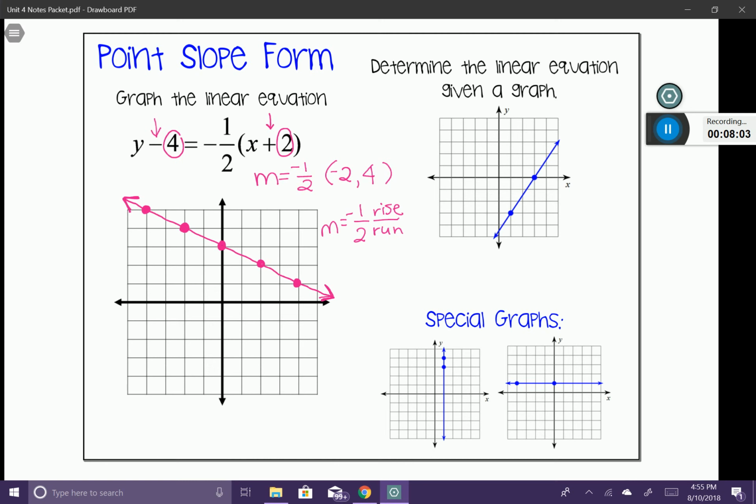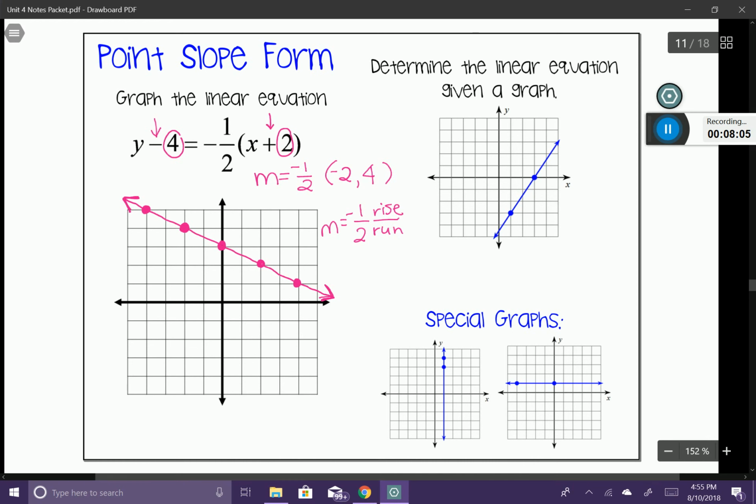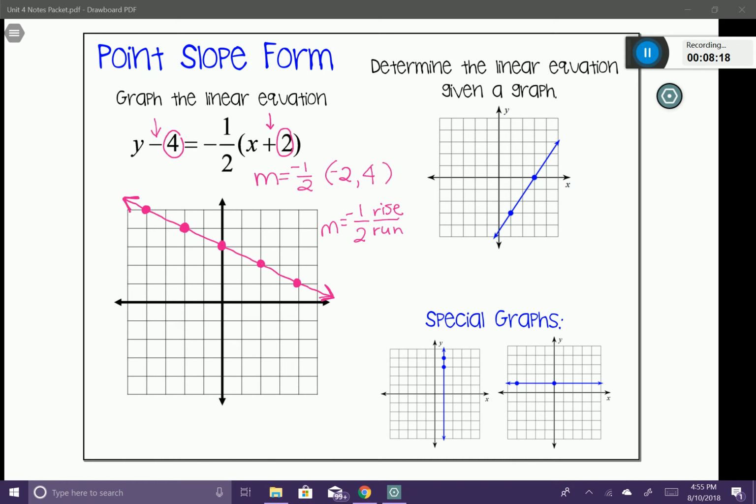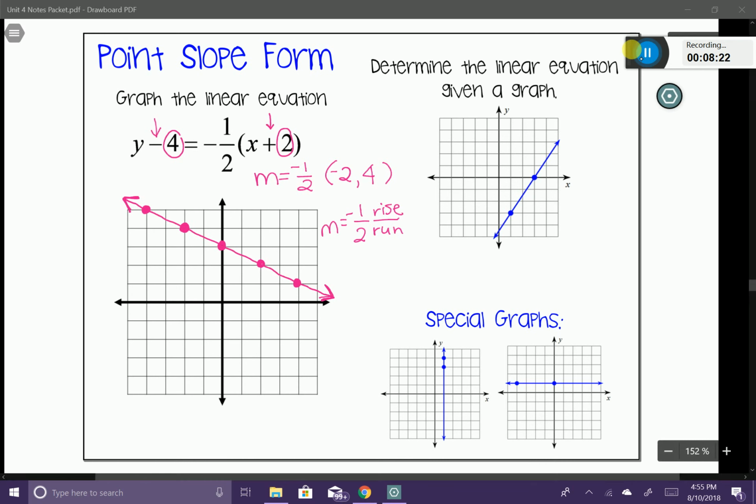Okay, let's look at another one. Determine the linear equation given the graph. So we could take this linear equation, we could write it in slope-intercept form. We know how to do that. But this time we want to write it in point-slope form, because this is the second type of equation that we are talking about. So let's go ahead and do that. The first thing we need is a point, and the second thing we need is a slope. So let's go ahead and figure out our point.